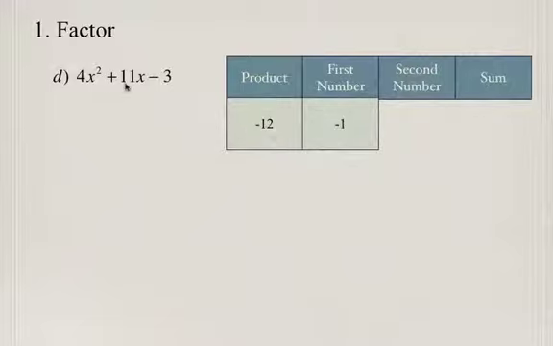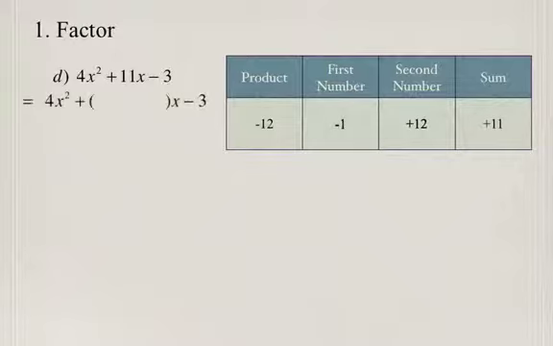And the larger number has to be positive because the sum is positive. And remember that one of our numbers is going to be positive and one's going to be negative because the product is negative 12. And so negative 1 times 12 is negative 12, and those two numbers have a sum of positive 11. So those are the numbers we are looking for, and we're going to decompose the 11x into plus 12 and negative 1.